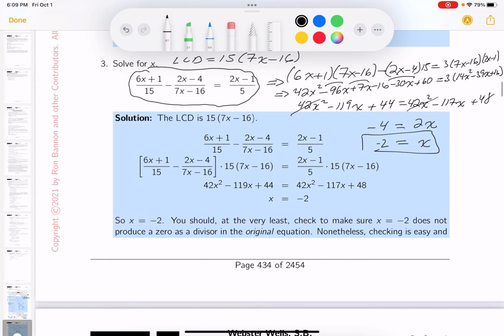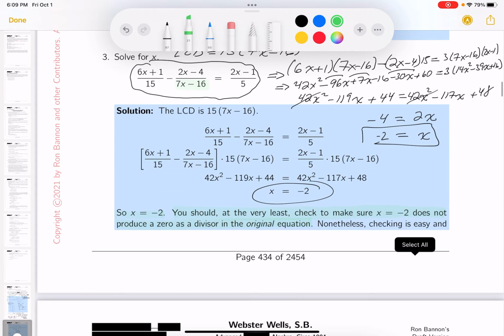All right, so I'm going to say this over here. Now, again, they're giving a warning over here, and I'm going to read that warning to you. It says, at the very least, you should check that the solution x equals minus 2 does not produce a 0 as a divisor of the original equation. And you should notice that in the original equation, if you plugged in minus 2, you would not get 0 as a divisor. Now, someone says, why do you need to do that? Sometimes by multiplying both sides by the LCD, you introduce an extraneous solution that would be incorrect when plugged in. And you don't know that until you plug it in.